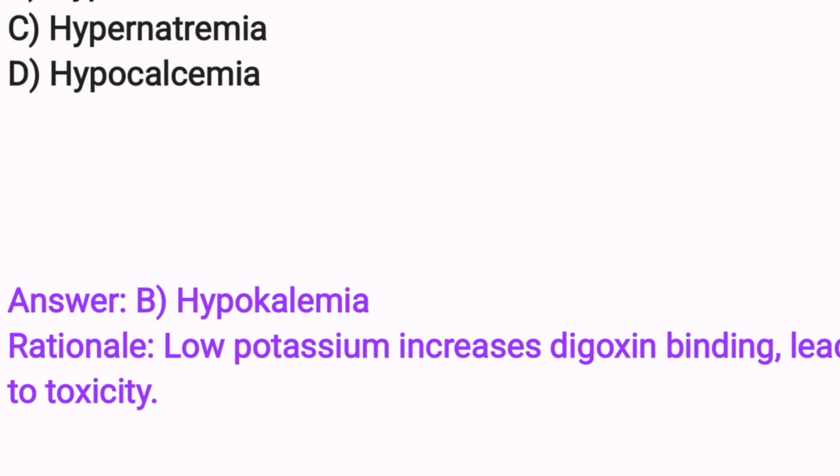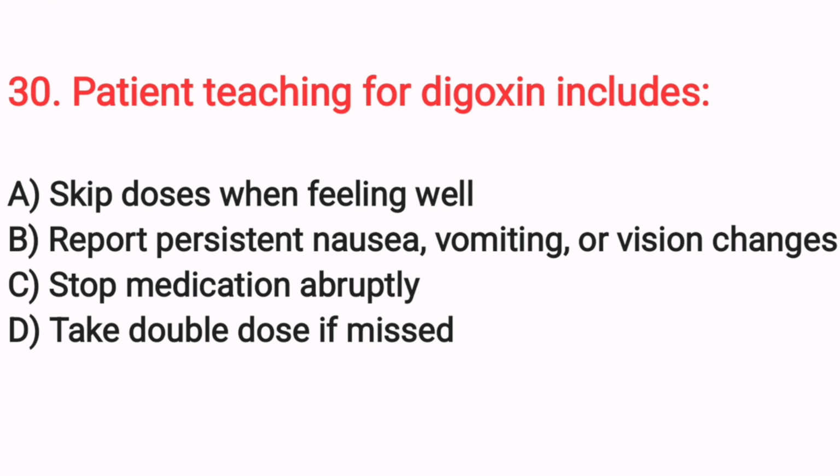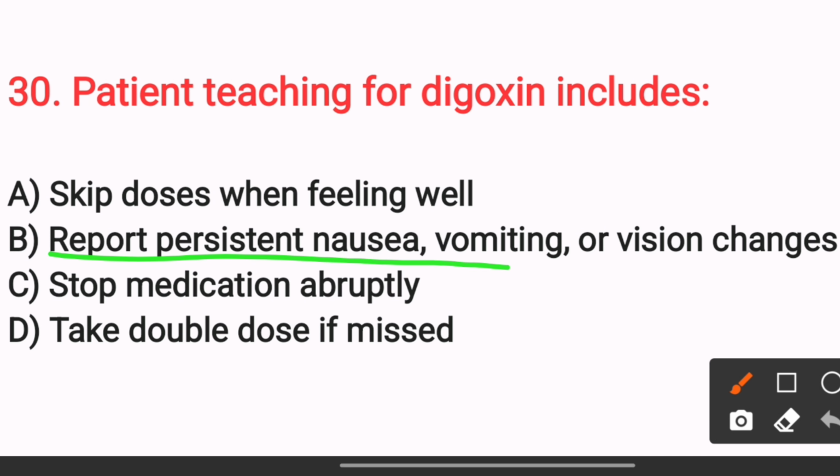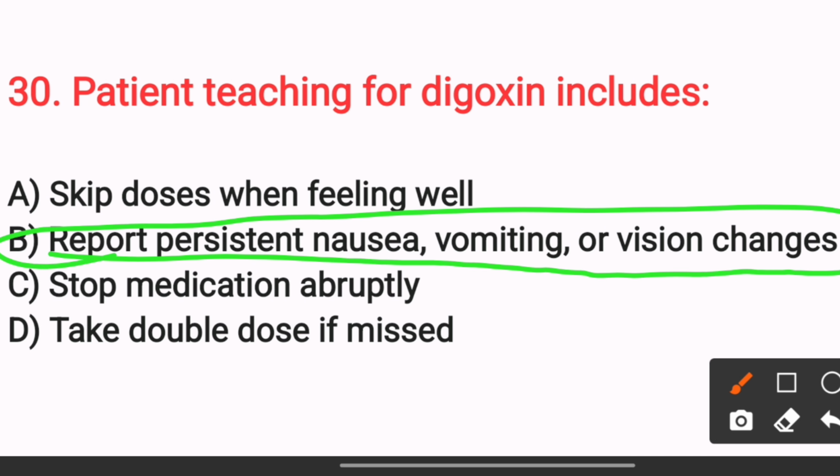Next, patient teaching for digoxin includes option A, skip doses when feeling well. Option B, report persistent nausea, vomiting or vision changes. Option C, stop medication abruptly. Option D, take double dose if missed. The answer is option B, report persistent nausea, vomiting or vision changes, because these are signs of toxicity of the digoxin.